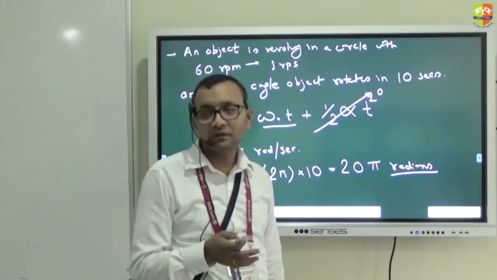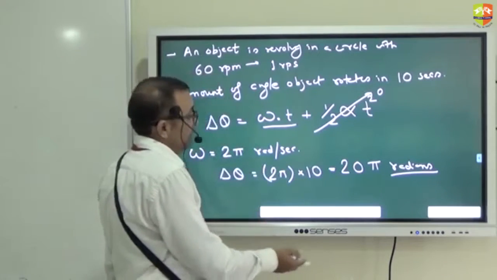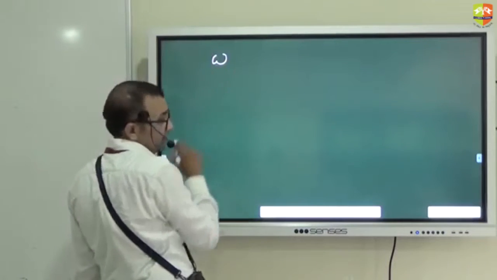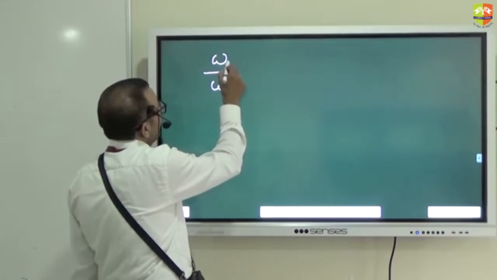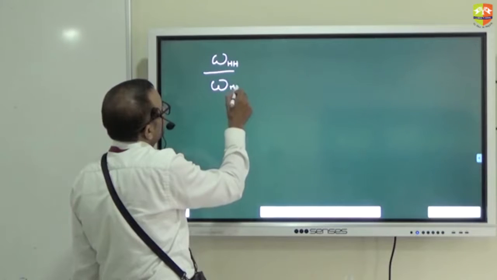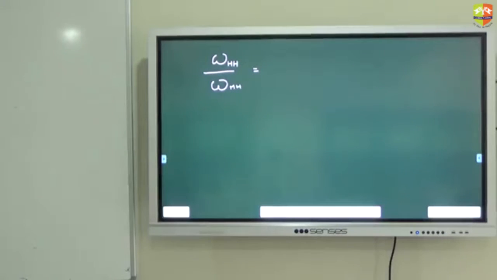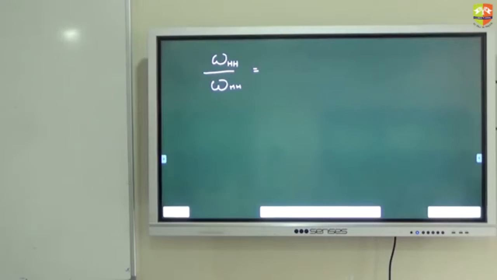Yes, sir. Please write down the question. You need to find the ratio of angular velocities between the hour hand and the minute hand in a clock. If not everybody gets it right, I'll give you another chance. All of you should get it right. Do it carefully.